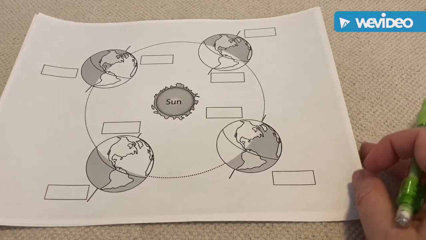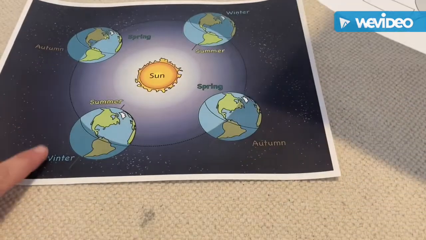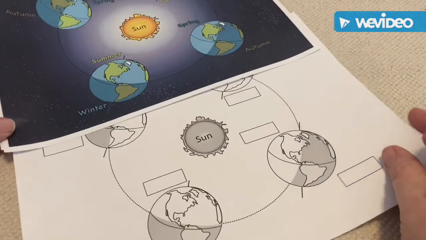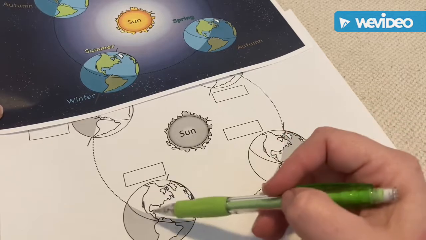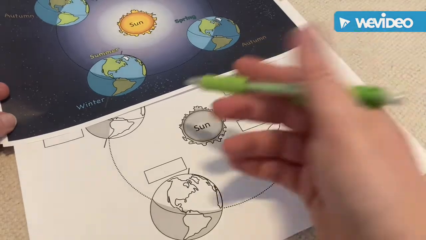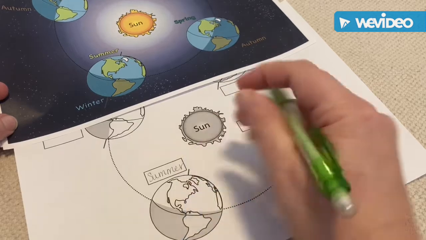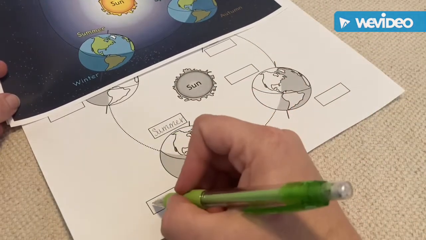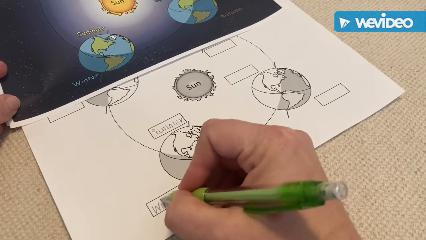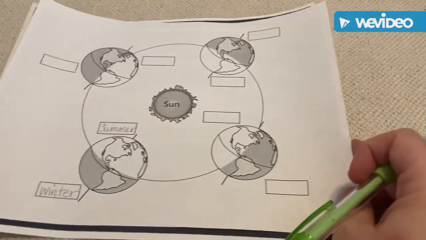So you can color and fill in this chart, and you can use your colorful chart as your control chart. So if I look at my control chart, I know that when we are tilted closest to the sun on the axis, it is summer for us, while on the other side of the world, it is winter. Continue to fill out, color, and complete your chart.